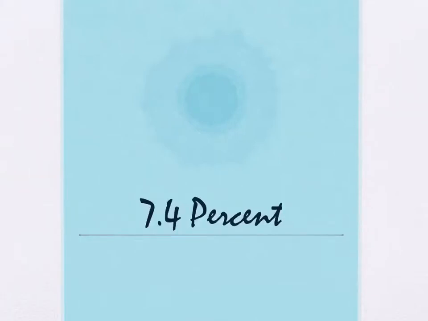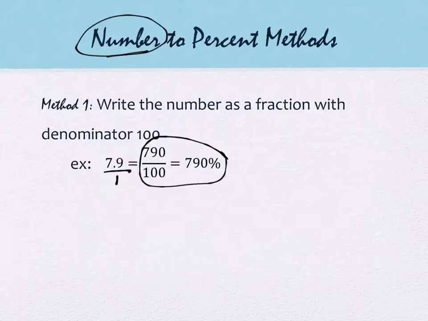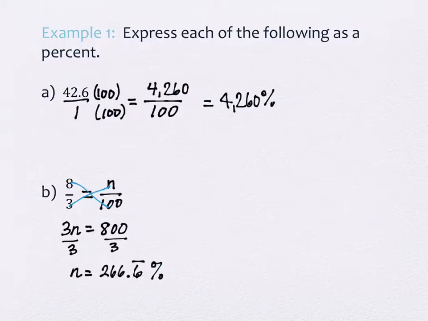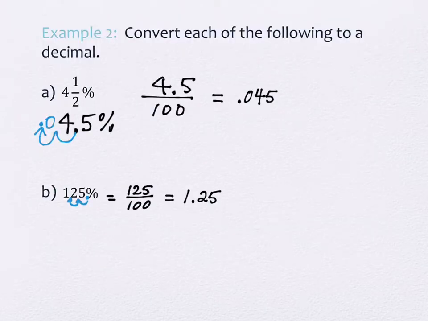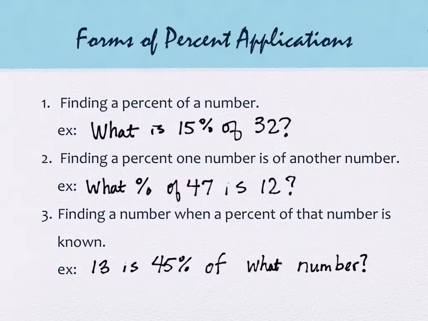7.4, we've been talking about percent in this section. And in particular, last time we looked at different ways a percent application could be asked. One was finding a percent of a number, so what is 15% of 32? The second one was finding what percent one number is of another number.